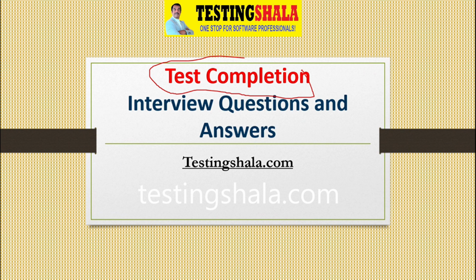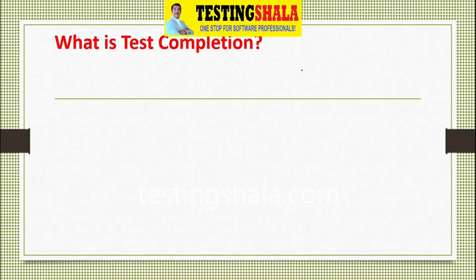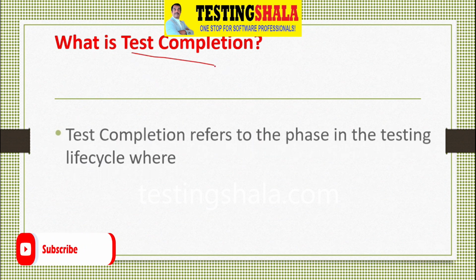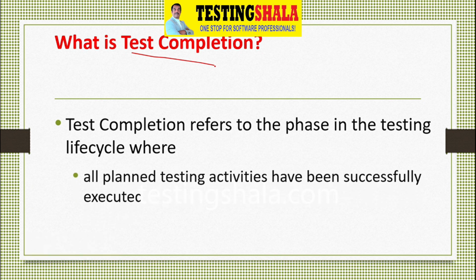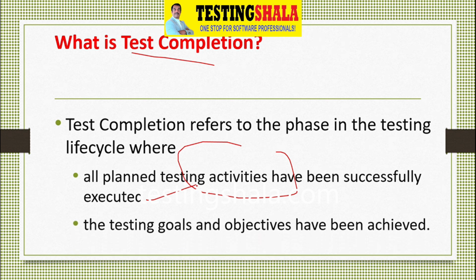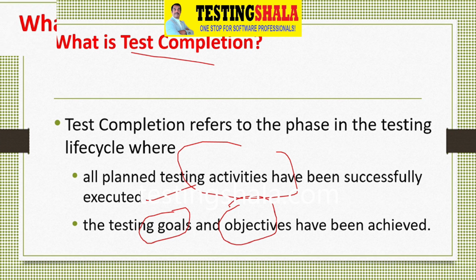So let's proceed further. The first question is, what is test completion all about? Test completion is where we check whether all the planned test activities have been successfully executed or not. That is the validation we do to decide whether testing is completed or not. And whatever goals and objectives we have set as a testing team, we also assess whether they have been achieved, to decide whether the testing we planned is really completed or not.